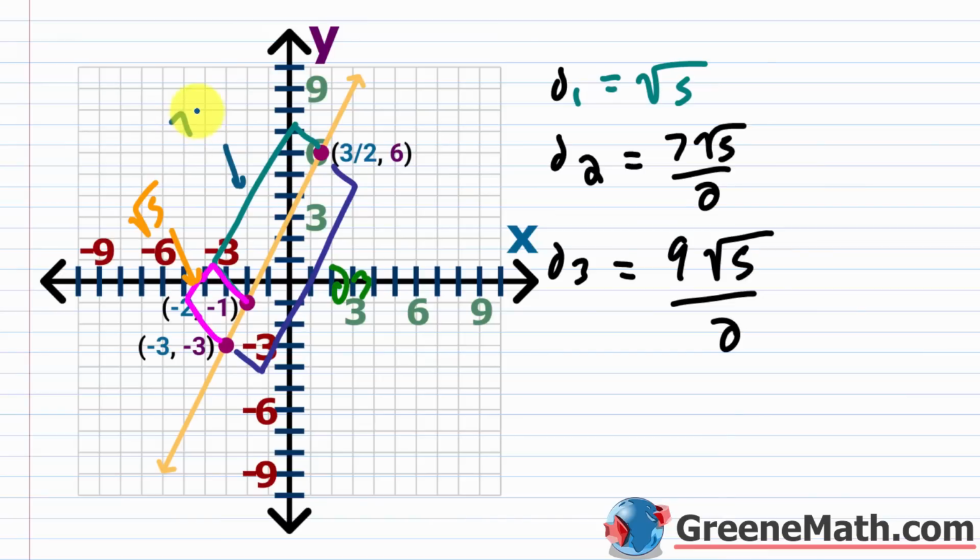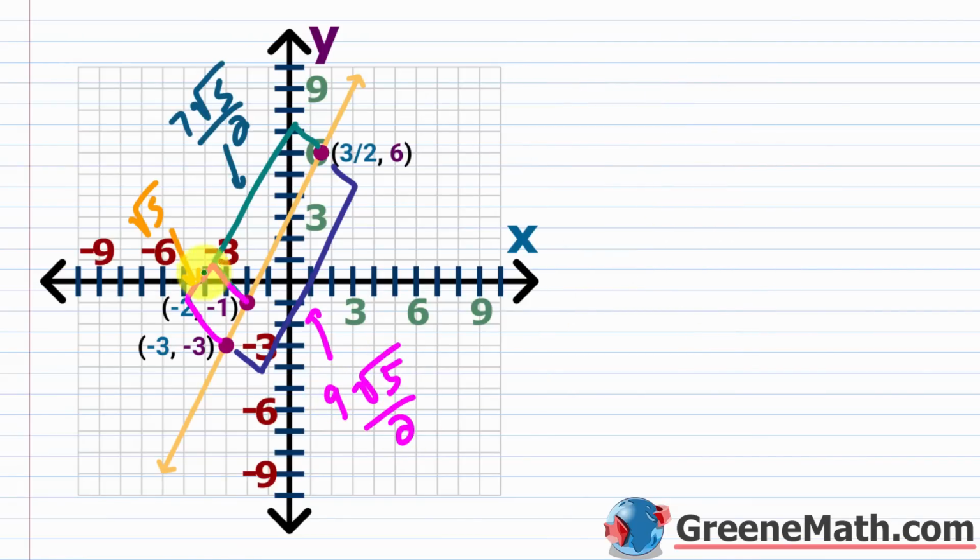So this is 7 times square root of 5 over 2. Maybe that could be a little bit better there. And then this down here, this d sub 3, which is hard to see. Let me do this in a different color. This is 9 times square root of 5 over 2. Okay, let's get rid of this. And again, the sum of these two smaller distances needs to be equal to this largest distance in order to prove that these points are collinear.